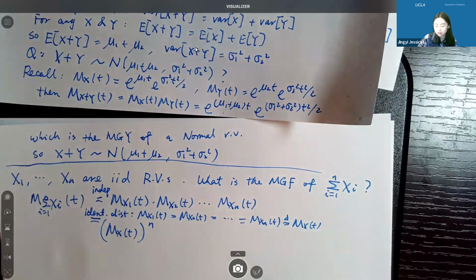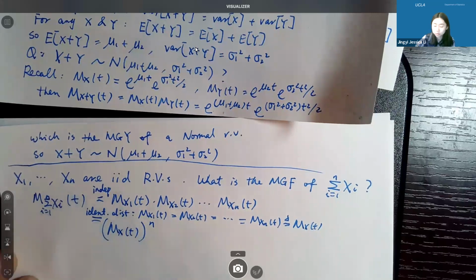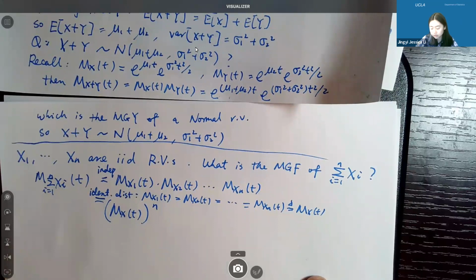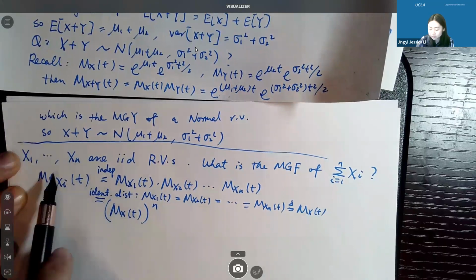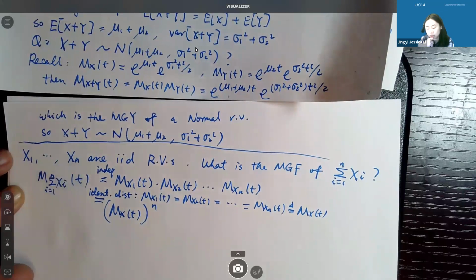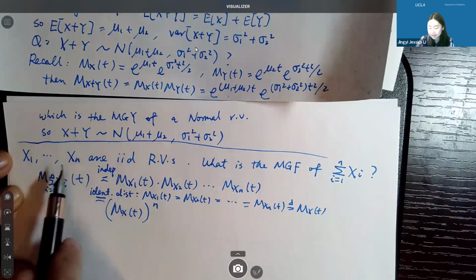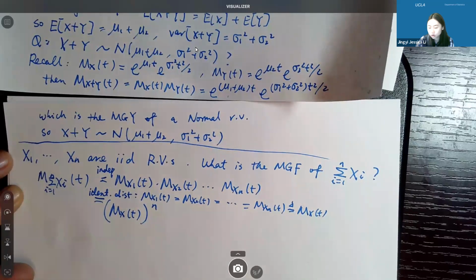The sum of IIDs has MGF as the nth power of each random variable's MGF. So the power is just the number of random variables I have here. Later we will see that we usually use this n to denote our so-called sample size. By sample size, it means that we have a sample of n random variables. Let's just imagine that you perform an experiment independently n times, and each time you get one measurement. So x1 is the first measurement, xn is the nth measurement. When you take your set of n measurements together, you call that your sample. And this n, the number of repeats you performed, is the sample size. Intuitively, you can see the larger, the better, right? We will see that later.